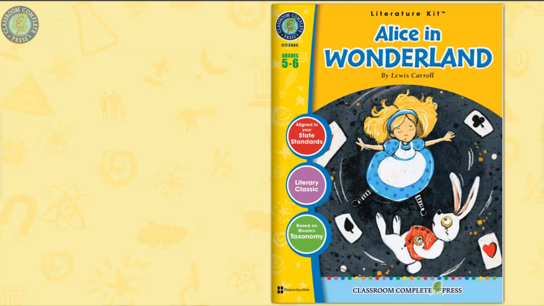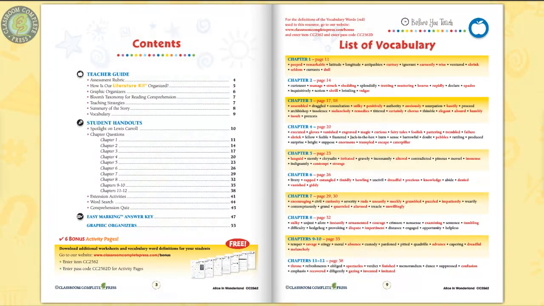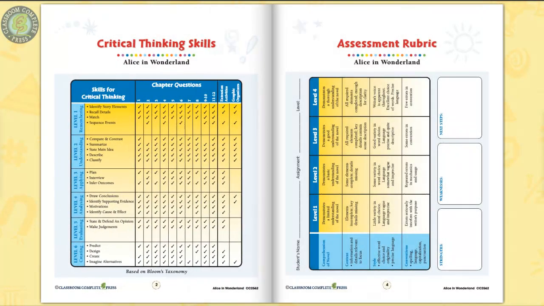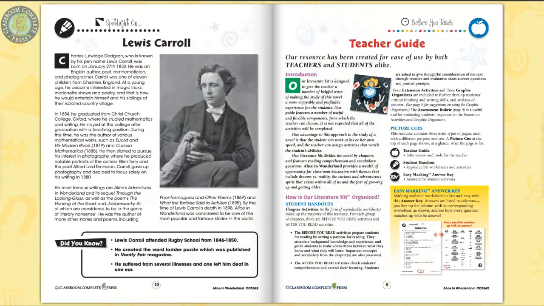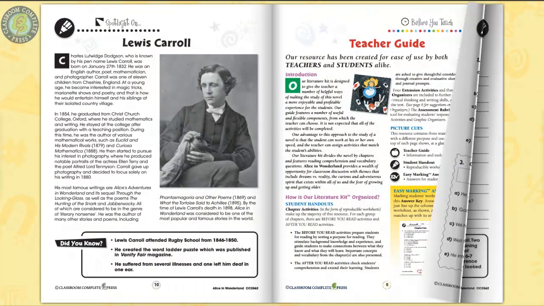This literature kit on Alice in Wonderland by Lewis Carroll provides information that is very helpful and easy to understand. 55 pages chock full of a variety of scaffolding strategies incorporated in our Before You Read worksheets for each chapter section, along with vocabulary prompts to prepare your students for the reading with rubrics, teacher guide, and author biography.